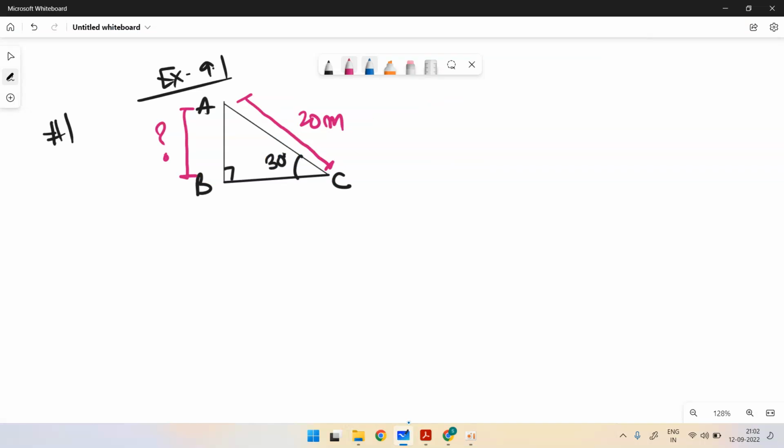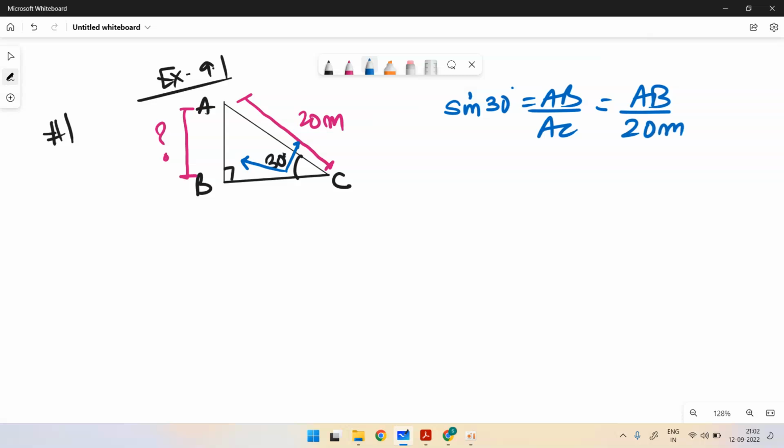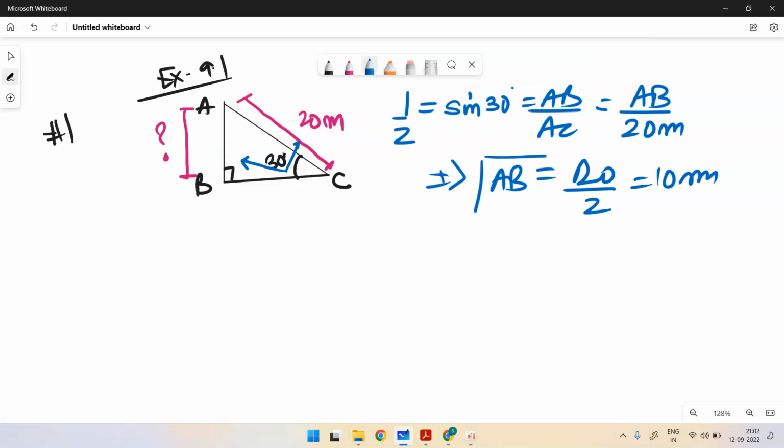So what is the height of this? With respect to 30 degrees, this is the perpendicular, and this is the hypotenuse. So perpendicular over hypotenuse is sine theta. So sine of 30 degrees is nothing but AB by AC. And what is AB? AB you don't know, I will write AB only. AC is 20 meters. And sine of 30 we already know is half, which implies that AB is equal to 20 by 2, nothing but 10 meters. 10 meters is the answer.